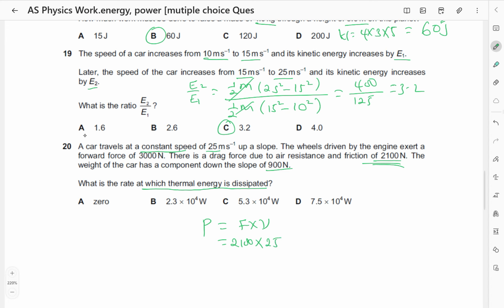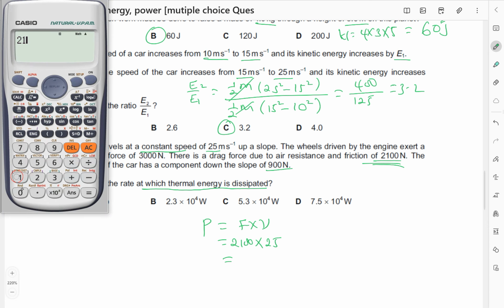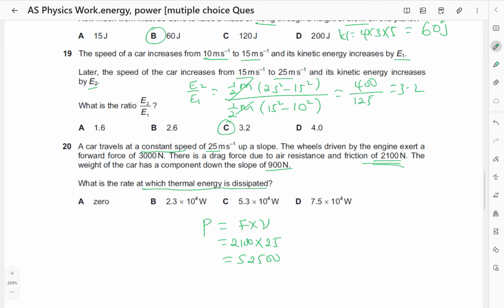It is the friction only, of the drag force or the air resistance and the friction, which will dissipate energy in the form of heat. So here we just press our calculator, 2100 times 25, and that is 52500 watts, which is the same as 5.3 times 10 power 4 watts. So the answer is automatically C.